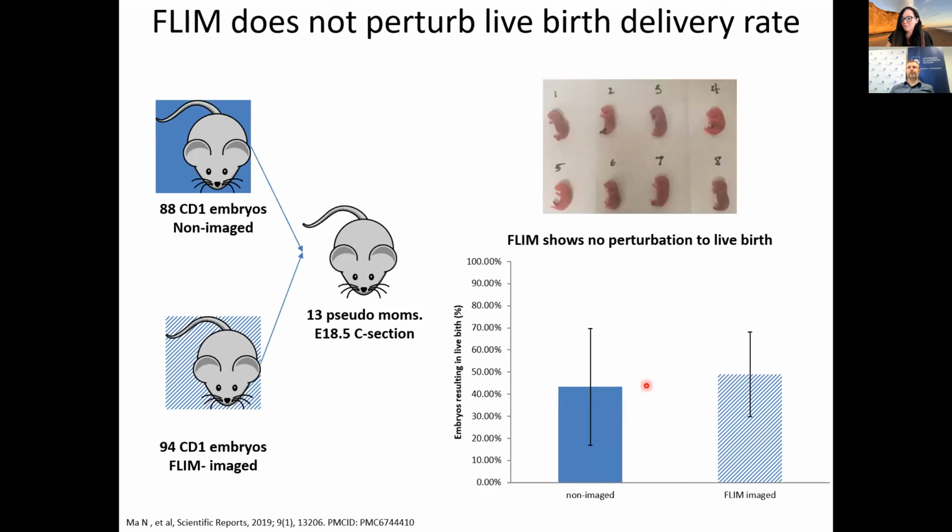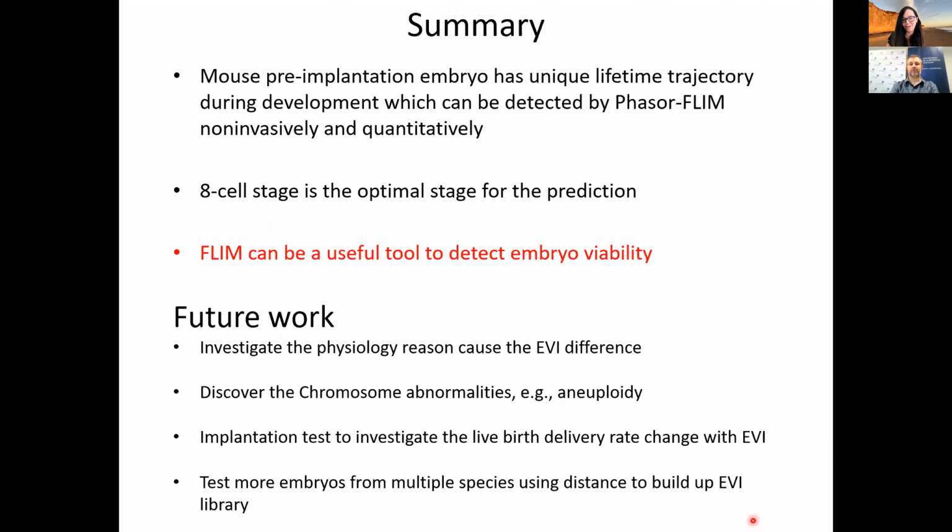And finally, if any of you have any questions, we also did implantation studies where we implanted the embryos that were imaged into pseudopregnant moms. And we showed that whether we imaged them or not, the embryos gave live births just fine. So we didn't induce any temporary problems to the embryo development.